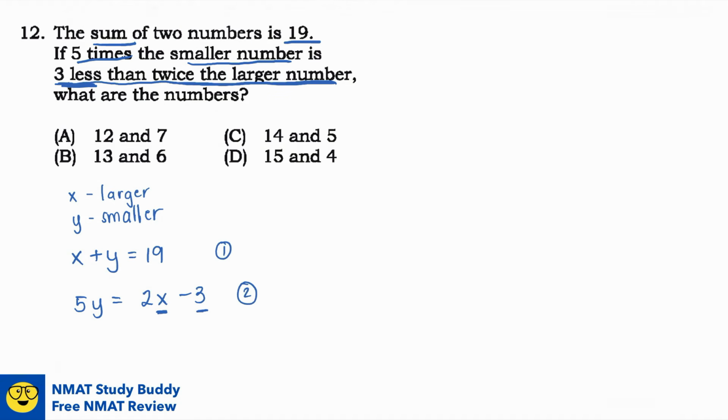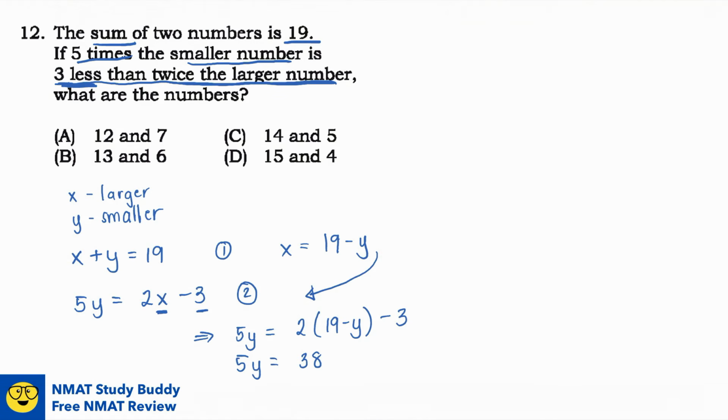Sa equation 1, pwede nating makuha yung value ng x. X is equal to 19 minus y. And then, sa-substitute natin yung x sa equation 2. So, itong equation 2, magiging siyang 5y is equal to 2 times 19 minus y minus 3. Then, 5y is equal to 19 times 2 is 38. 2 times negative y is negative 2y. And then, meron tayong 3 pa dito.